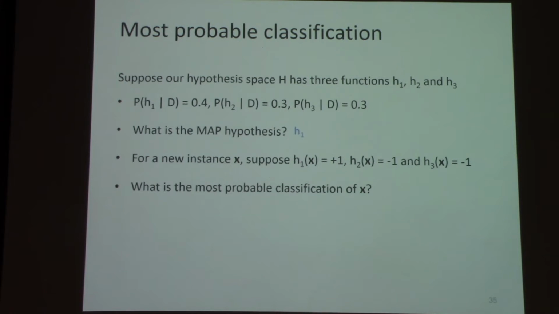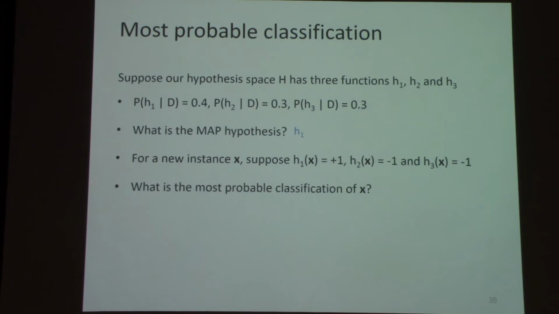Instead of thinking of the most probable hypothesis, let's continue with this. Let's say you pick your hypothesis and a new example comes in. Let's call that X, and H1 predicts a positive and H2 and H3 predict negative. First of all, what is the prediction of the MAP classifier?